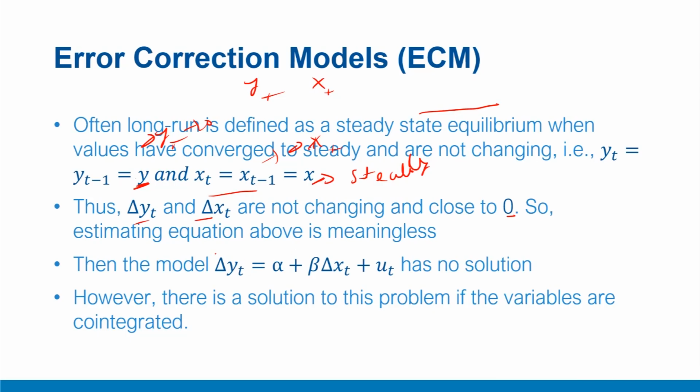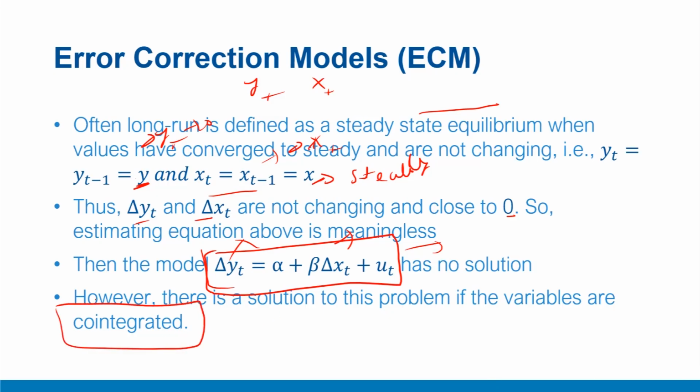So if you want to estimate this kind of relationship, that becomes meaningless, because delta YT and delta XT are not only not changing, they are close to 0. So there is no solution to such a problem. However, there is one solution to this problem where you can get not only the short term but also the long term solution, only and only if the variables are co-integrated. Let us see how.